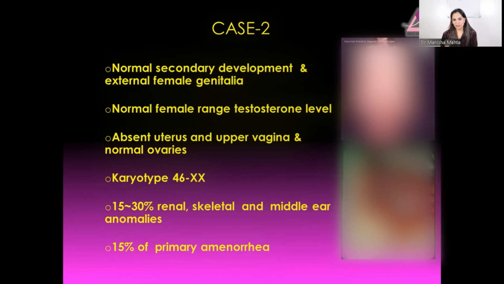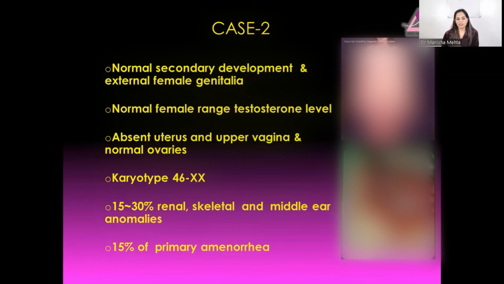So since the ovary is normal, since the hypothalamus and pituitary are normal, she is producing normal estrogen and progesterone. That is why her secondary sexual characters are absolutely normal. So her karyotype is 46XX. In 15 to 30% of these cases, there could be renal, skeletal, or middle ear anomalies. So we have to keep our eyes open and our mind open for such things.